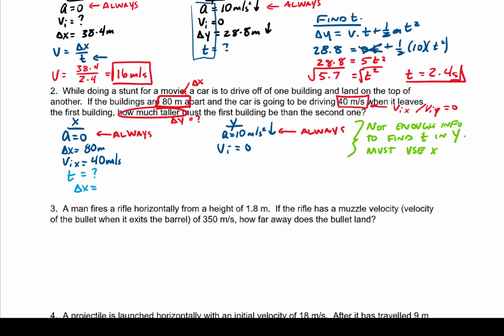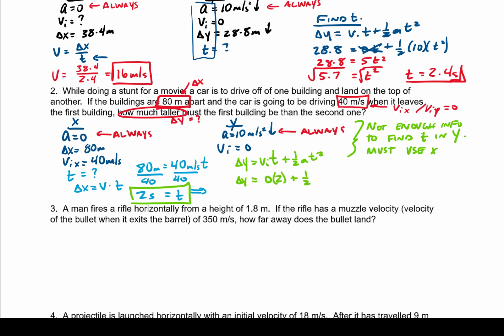So for what we have, delta x is velocity times time. 80 meters is equal to 40 meters per second times time. Divide both sides by 40. That time comes out to be 2 seconds. Now we're going to use that in the y direction. So in the y direction, my delta y is initial velocity times time plus 1/2 at squared. We'll just plug everything in that we have. 0 times 2 plus 1/2 times 10 times 2 squared. That 0 thing goes away, and my delta y comes out to 20 meters when all is said and done.